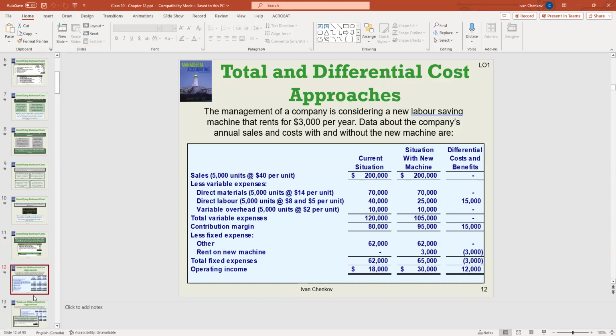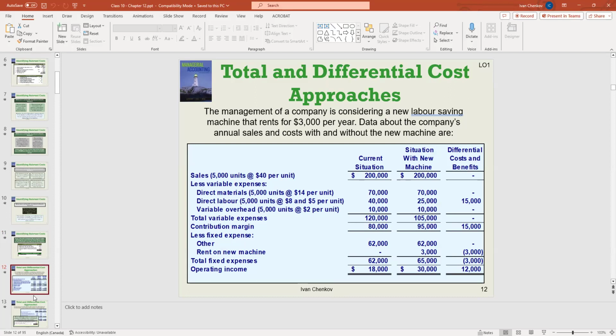So let's see this company. This company has the following income statement. You see sales, product cost, which is variable. Then you're going to have fixed cost, operating income. Current situation, the company is generating $80,000. The company decides to invest in a new machine, which costs $3,000. But when they invested in that machine, they were able to save $15,000 on labor.